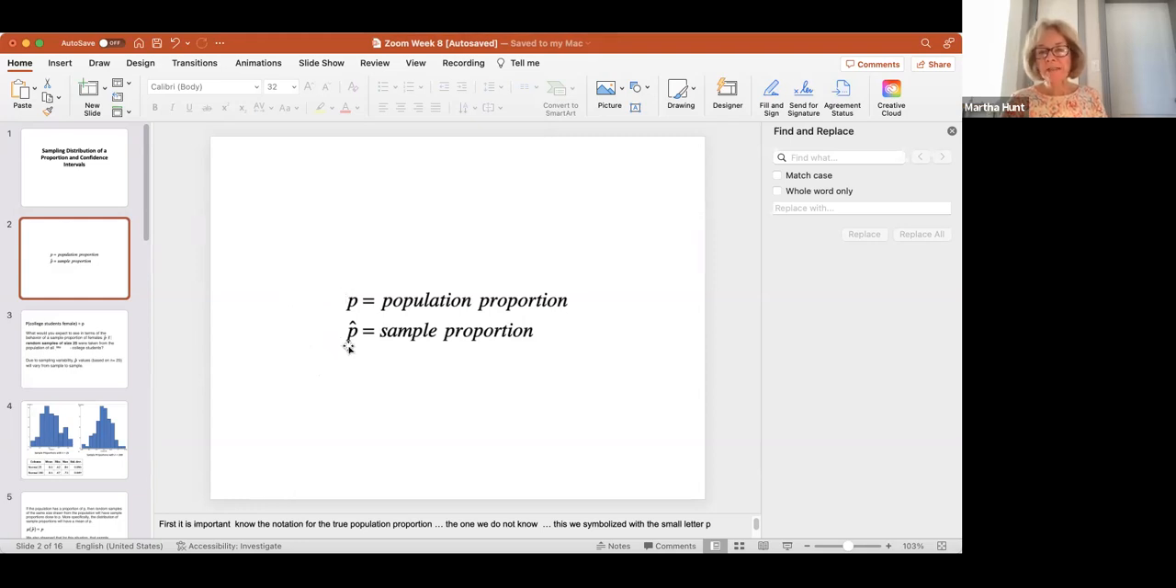P hat are the sample proportions. There are lots of sample proportions. Every time you do a new experiment, you get a new p hat. So there's lots of those guys.